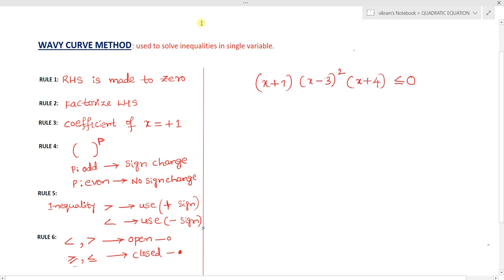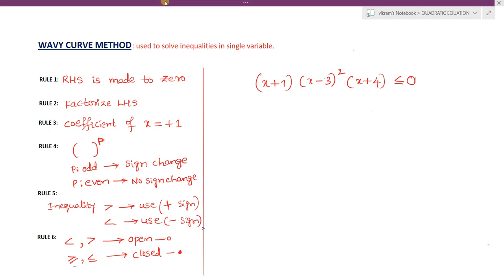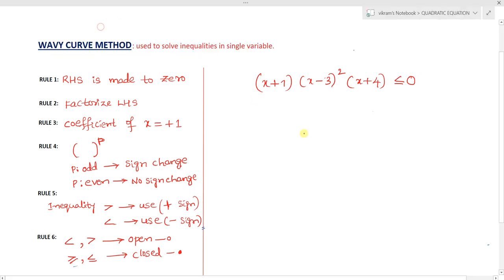Okay, the next question is (x plus 1) into (x minus 3) whole square into (x plus 4) less than or equal to 0. Okay, now this is the inequality he has given. So directly the first rule: RHS of the inequality is 0, satisfied. The LHS is factorized, satisfied. The coefficient of x in every term is plus 1, satisfied.